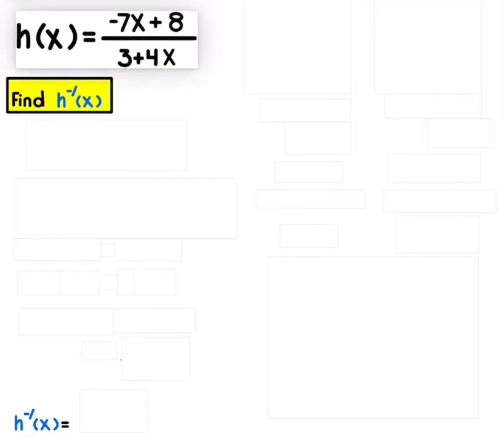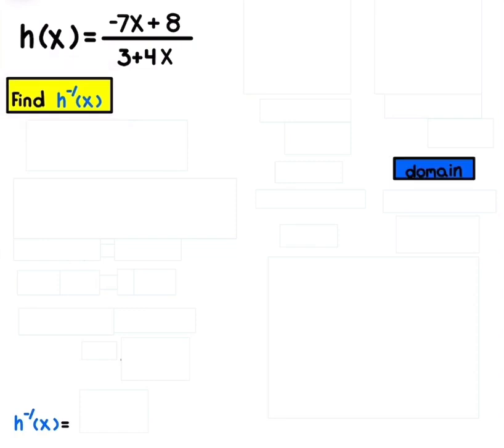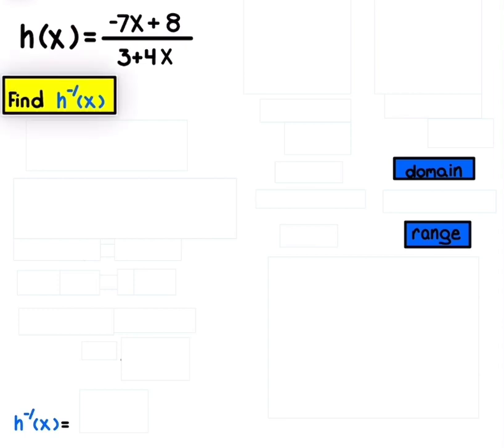The first thing we would like to find is the inverse of h. After we've found the inverse of h, we want to find h inverse's domain and range. Let's go ahead and start by finding h inverse.